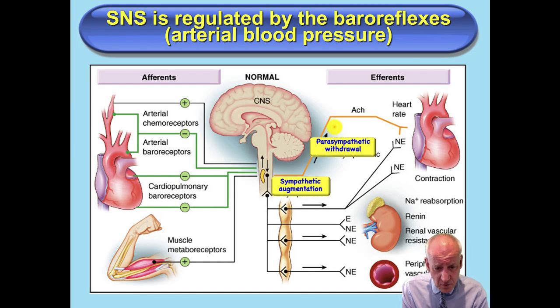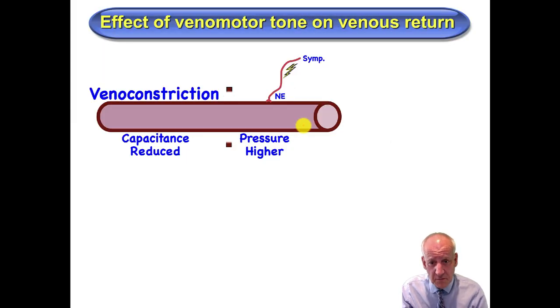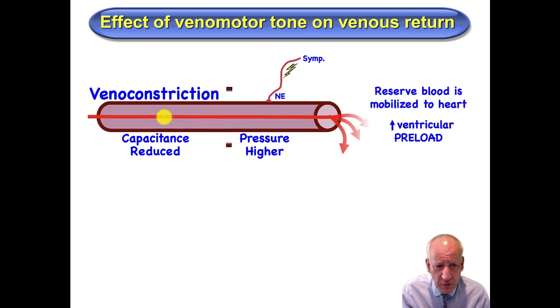But the sympathetic drive is regulated acutely in large measure by the baroreflexes. In other words, in response to changes in arterial blood pressure. So let's review the effect of venoconstriction on mobilization of blood. In response to sympathetic input, acting through the neurotransmitter norepinephrine on the alpha-1 receptor, the smooth muscle coat of the veins will constrict. This will reduce their capacitance, their ability to hold blood, and they will squeeze down on the blood volume. The pressure will increase, and the peripheral reserve blood will be mobilized back to the thoracic compartment, back to where it can immediately fill the heart.